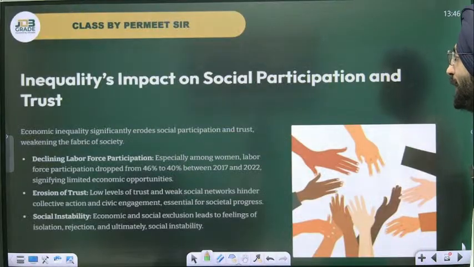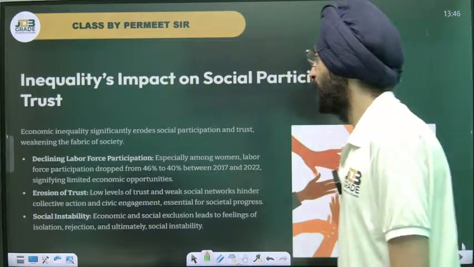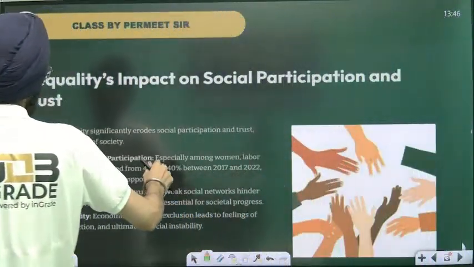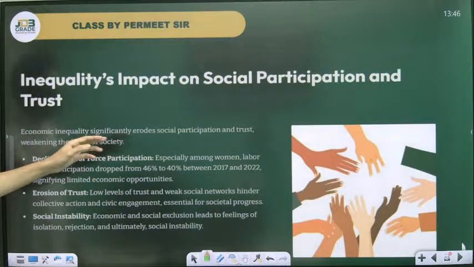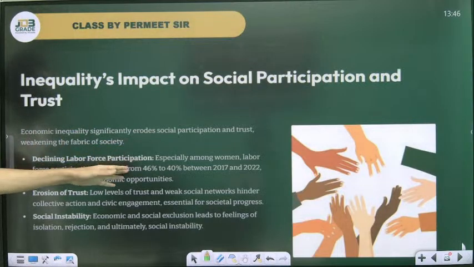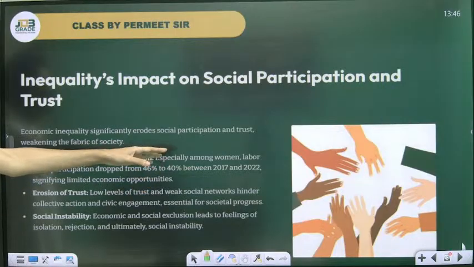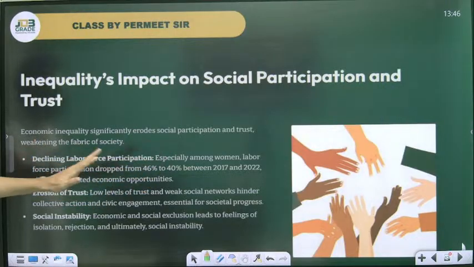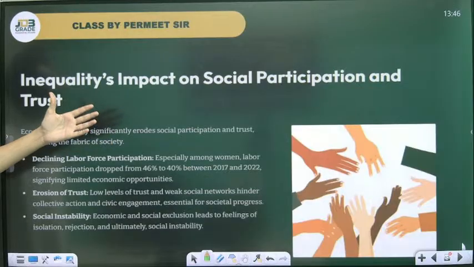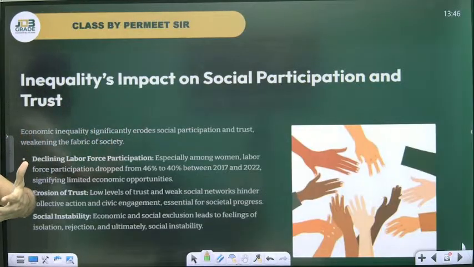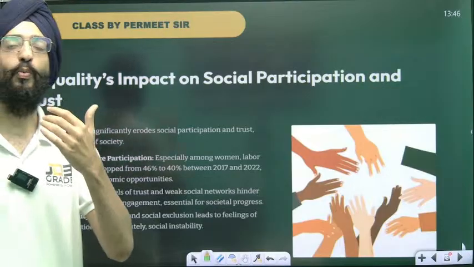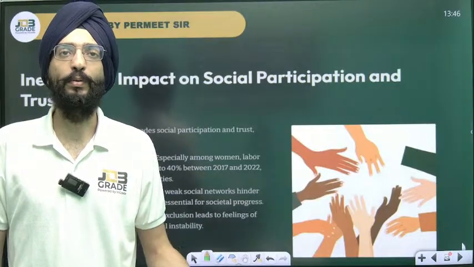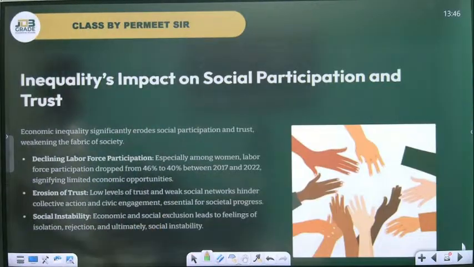Inequalities impact social participation. Economic inequality significantly erodes social participation. Declining labor force participation, especially among women: labor force participation dropped from 46 to 47% between 2017 and 2022 due to limited opportunities. The point is, because there has been inequality and unemployment, participation has been less. Women remain within the four walls. How will they come out? Because they don't have jobs.